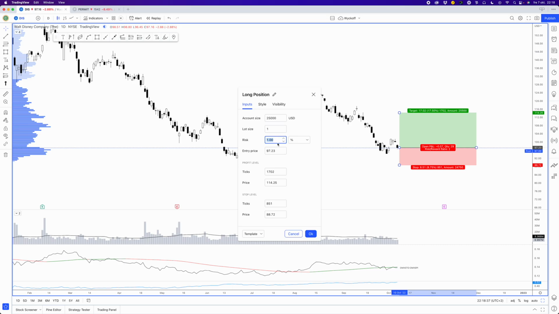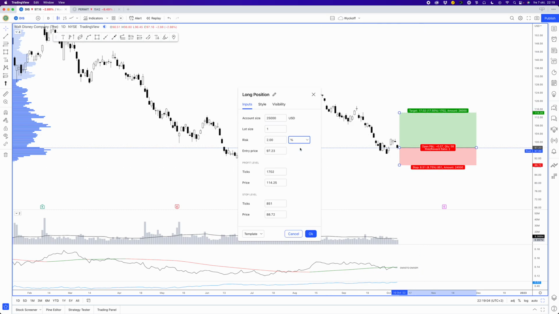So let's say I'm really confident about this trade. I'm not actually going to take this trade. It's not even a good trade. But let's say I am very confident about this trade, so I put in 2%. That would be $500 of risk on the red area. And since I have a risk to reward ratio of 2, I would be making $1,000 if it makes it all the way up to the target.